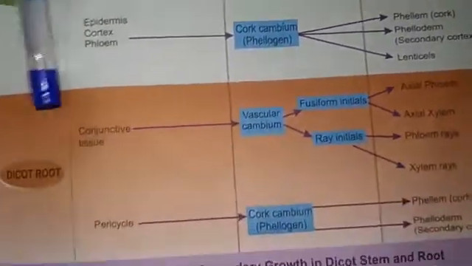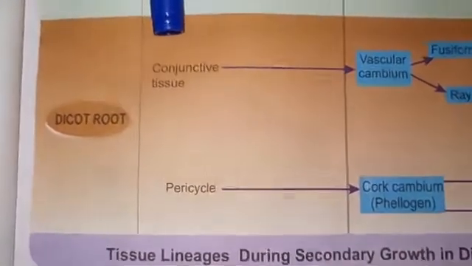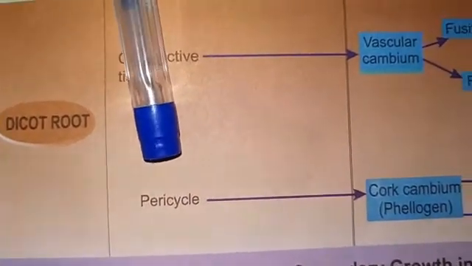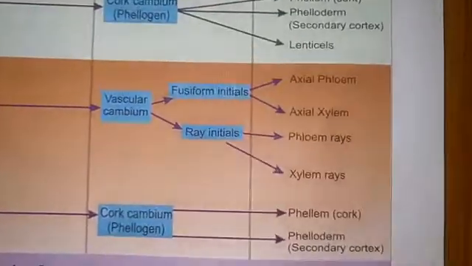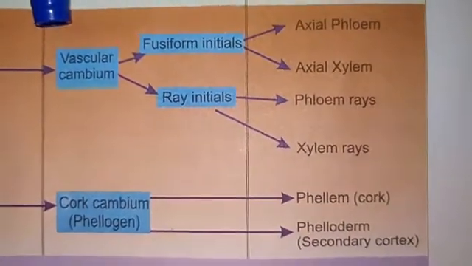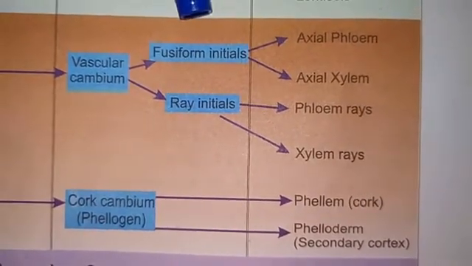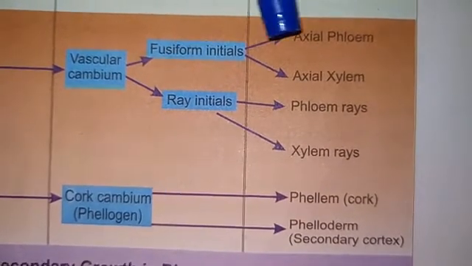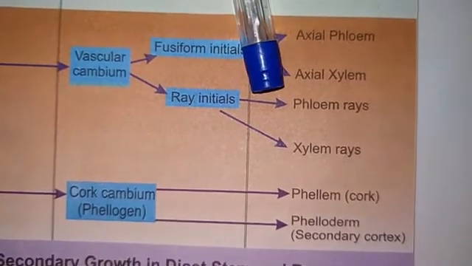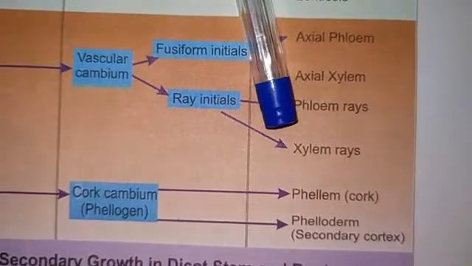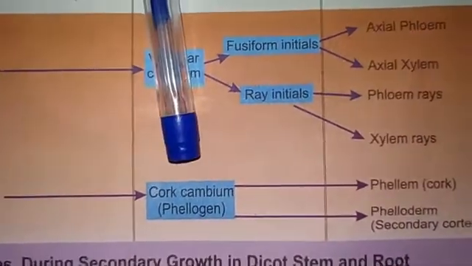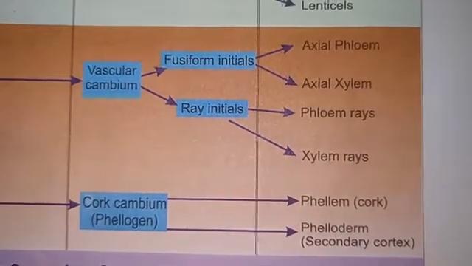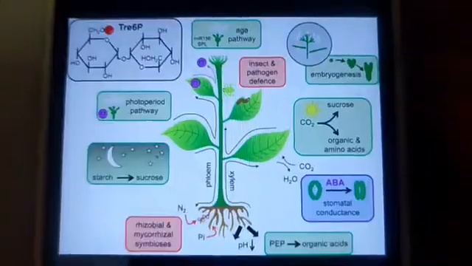In dicot root, conjunctive tissue, that is secondary phloem, is formed from the primary conjunctive tissue and pericycle, intrastelar region. So the conjunctive tissue forms vascular cambium. This vascular cambium gives rise to fusiform initials and ray initials. Fusiform initials give rise to axial phloem and axial xylem. Ray initials give rise to phloem rays and xylem rays. The pericycle gives rise to cork cambium, which gives rise to cork and secondary cortex. Dicot root and dicot stem.